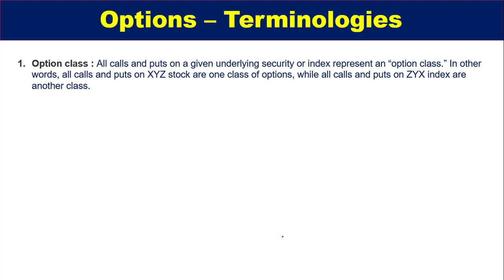So now come some of the terminologies of options, so that there will not be any confusion for you if any term related to options comes up in your examination or in your studies. The first one is option class. All the calls and puts on a given underlying security or index represent an option class. For example, all calls and puts on XYZ stock are one class of options, while all calls and puts on another ZYX index are another class. The thing to notice here is that the first are stocks, the second are index. Based on that, they are classified into different classes.